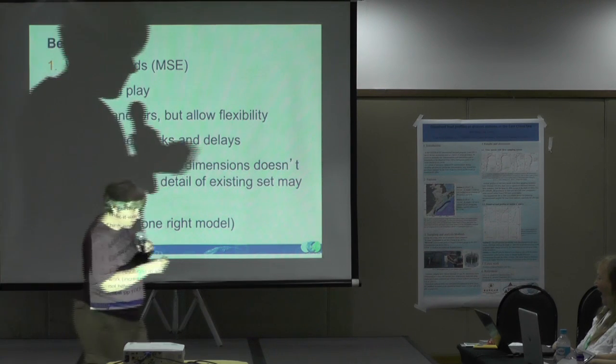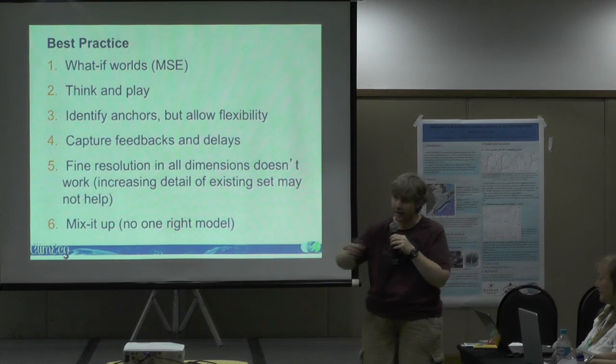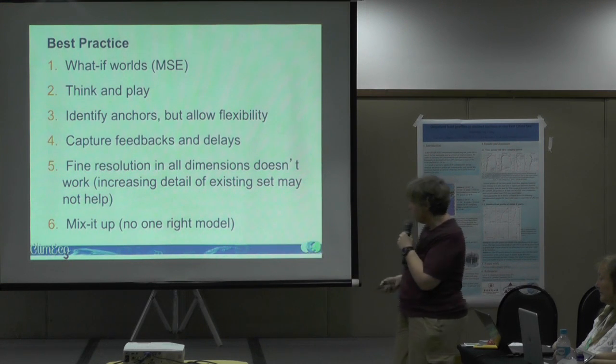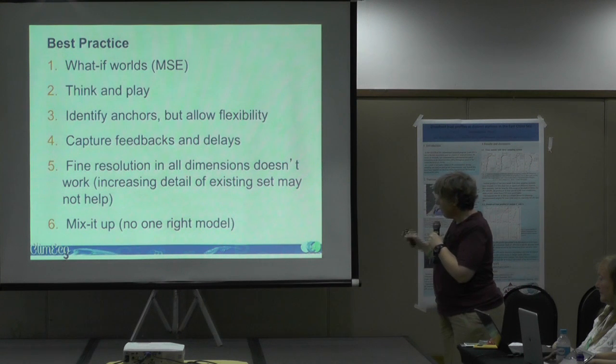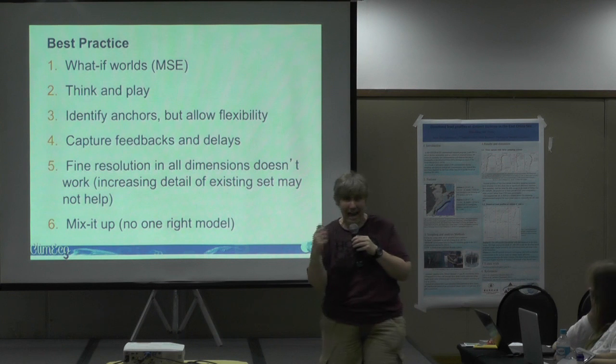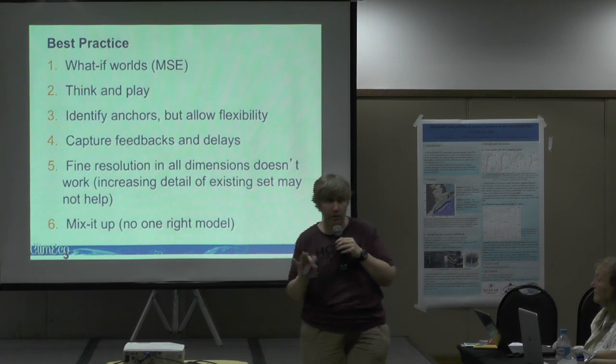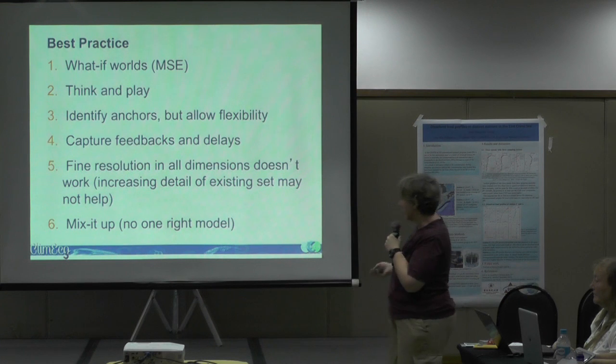You need some anchors to tie you down to make sure you're being real, but don't over tie it. You need to allow some flex in that system so that you get the emergent properties. You have to be really careful about the feedbacks and the delays. They're the key part of how a system really works. So to ignore them, you do so at your own peril, because your model probably won't work very well.